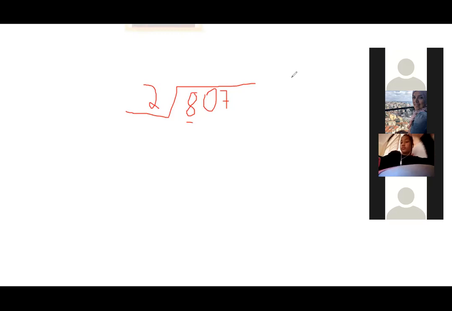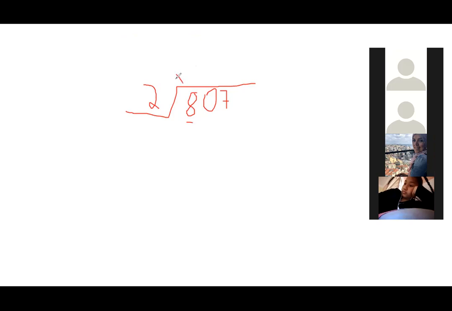So 8 divided by 2, it's 4. So now we multiply. After division, we have to multiply. 2 times 4, it's 8. Now we subtract. 8 minus 8 is 0. Till now, everything is clear.